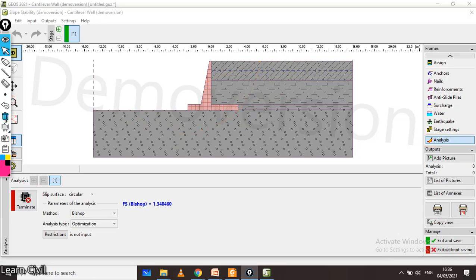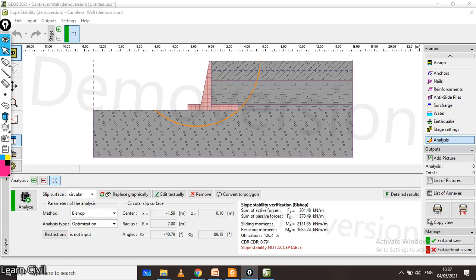You have to wait. You can see here the analysis procedure is completed. But you can see here this says slope stability not acceptable. The slope stability is not acceptable. So this particular retaining wall will not satisfy the slope criteria. So next, as this retaining wall's dimensions are not satisfying, we have to increase the dimensions.